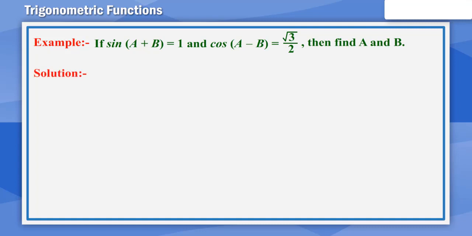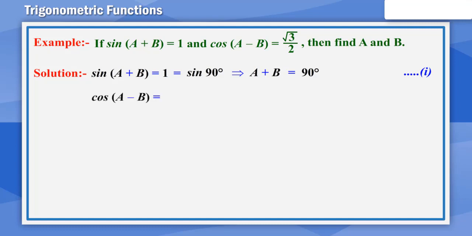Let's solve this. Sine A plus B is equal to 1 and we know that sine 90 degrees is also equal to 1. This implies A plus B is equal to 90. Call this first. Also given in the question is cos A minus B is equal to root 3 by 2, which is equal to cos 30 degrees. This implies A minus B is equal to 30 degrees. Call this second.